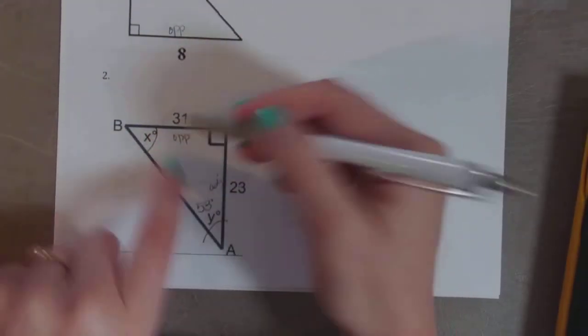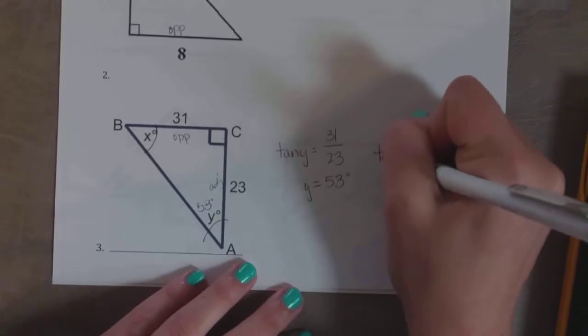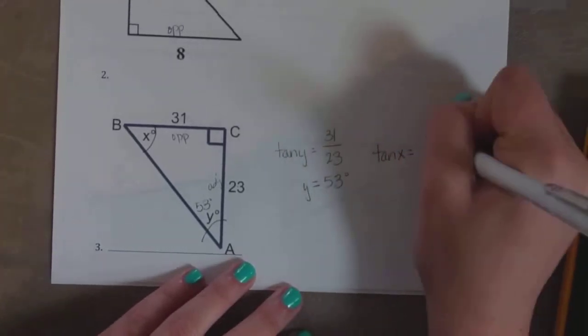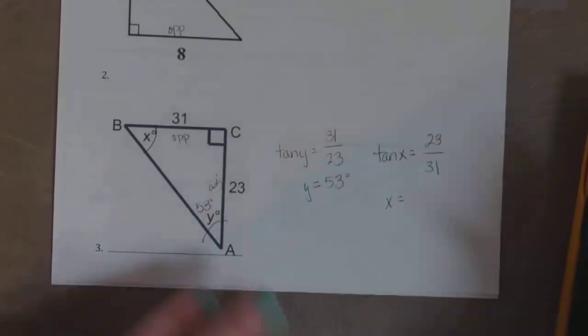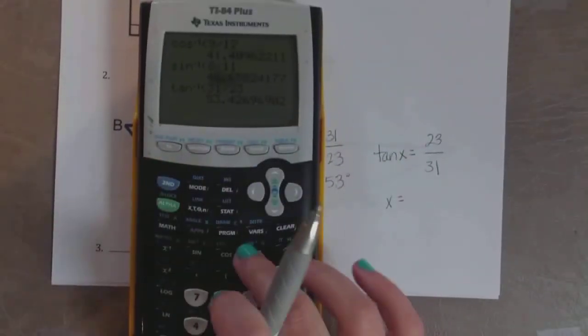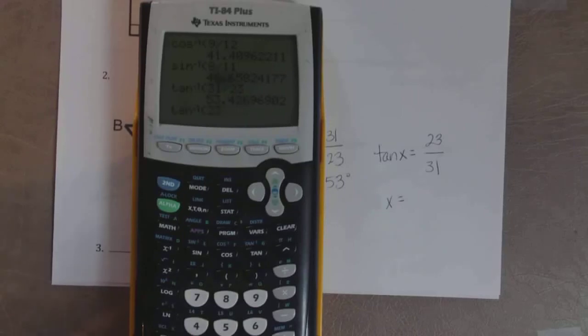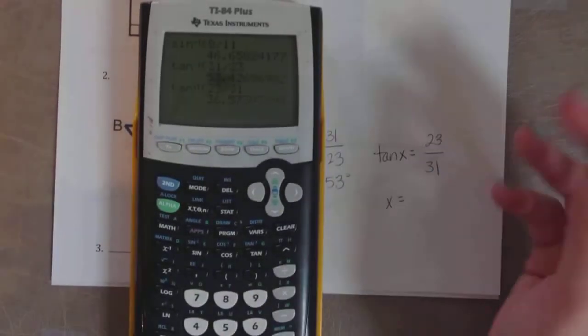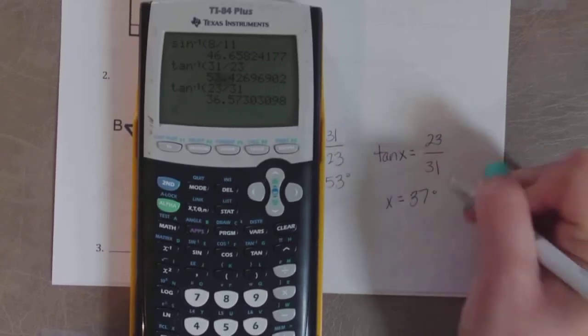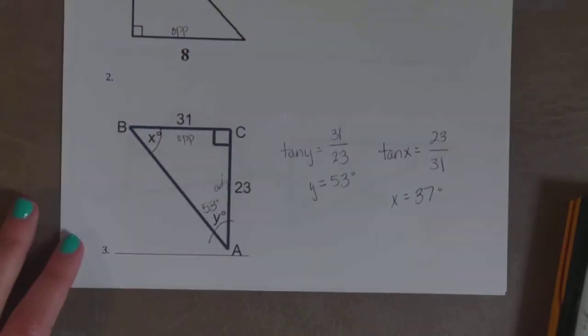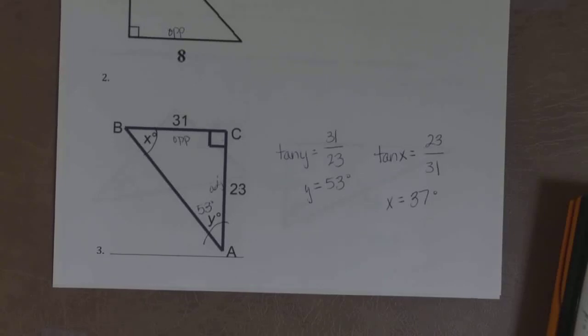So if x is my reference angle, that means this side is the opposite and this side is the adjacent. So we're still using the tangent. Tangent of x, now this time it's 23 over 31. So let me put it in here. Second tan, 23 divided by 31. Boom, boom. Not really a surprise. We knew we were going to get 37 degrees.